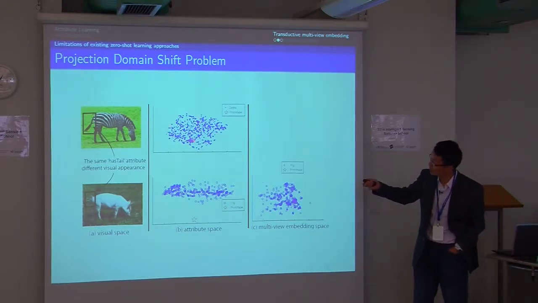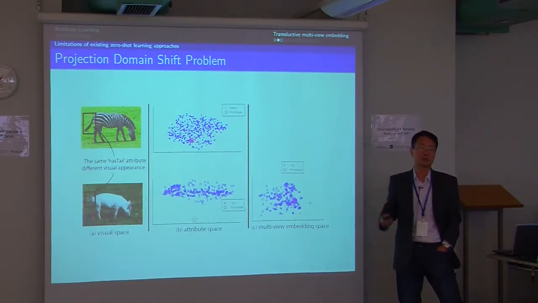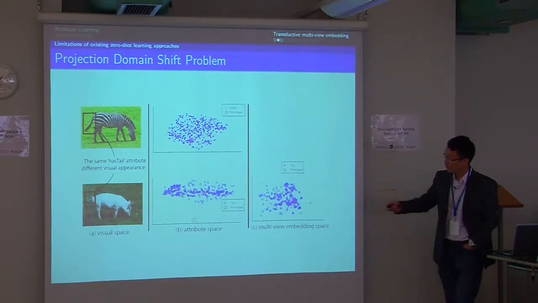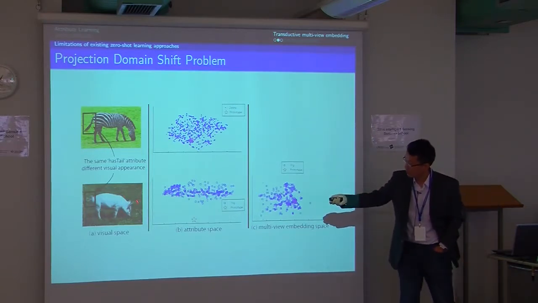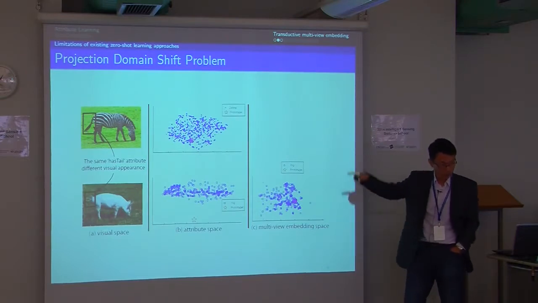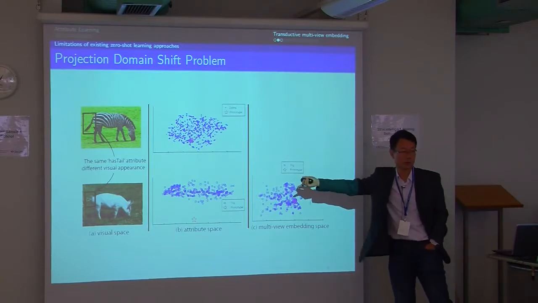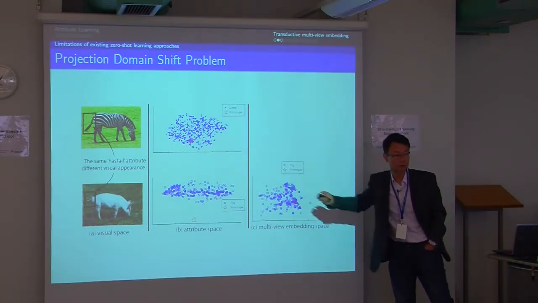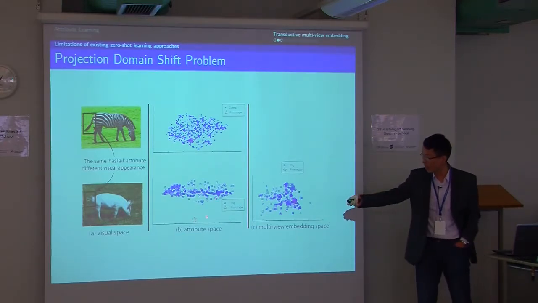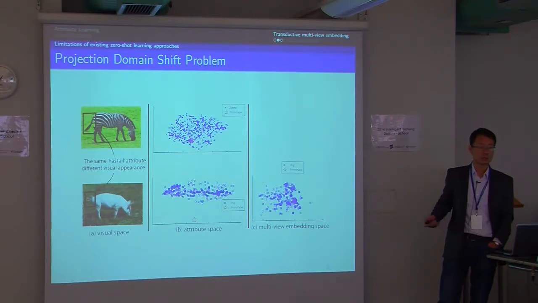You can see that pretty much the attribute prototype is in the middle of those data points. But if you project your pig image into the same space, using the projection I learned from other classes, the prototype point will be miles away from the actual data points. So this is the prototype point for pig, and these are the actual data points for pig. How can you recognize those images as pig?